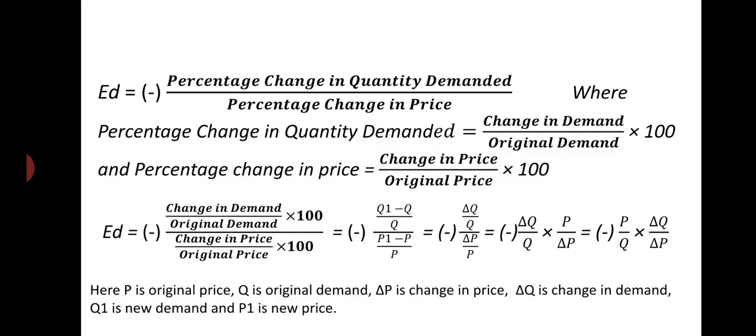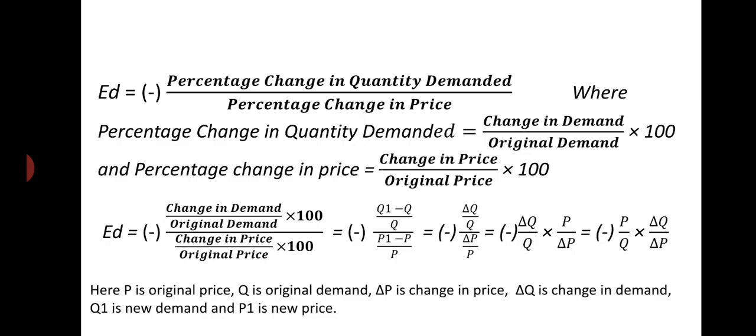Delta Q means change in demand, Q1 minus Q, whole divided by delta P by P. Delta P means P1 minus P, change in price. So that comes to minus of delta Q by Q into P by delta P. Automatically it comes to minus of P by Q into delta Q by delta P. So the formula for measuring elasticity of demand through the percentage method is ED is equal to minus P by Q into delta Q by delta P.